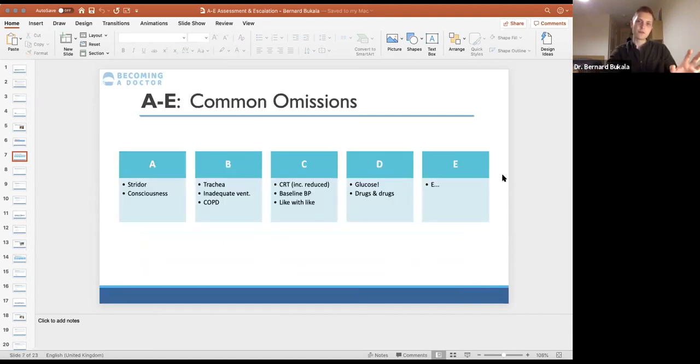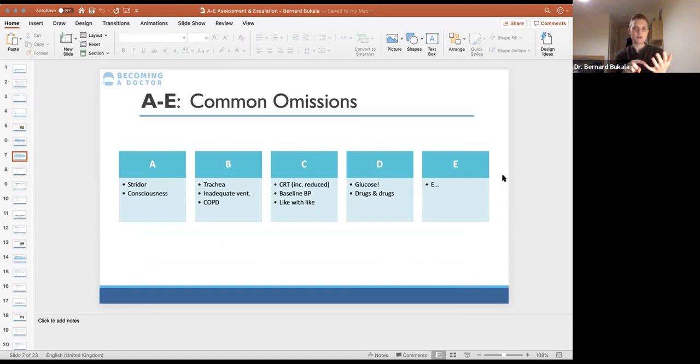Now, before we move on to anything else, let's just focus on some common omissions and what people forget with the A2E assessment. So in airway, what people forget is just because the airway is patent now, it doesn't mean that it's going to be patent forever. So things that endanger the airway and the risk of imminent closure of the airway are very important to keep in mind in A.